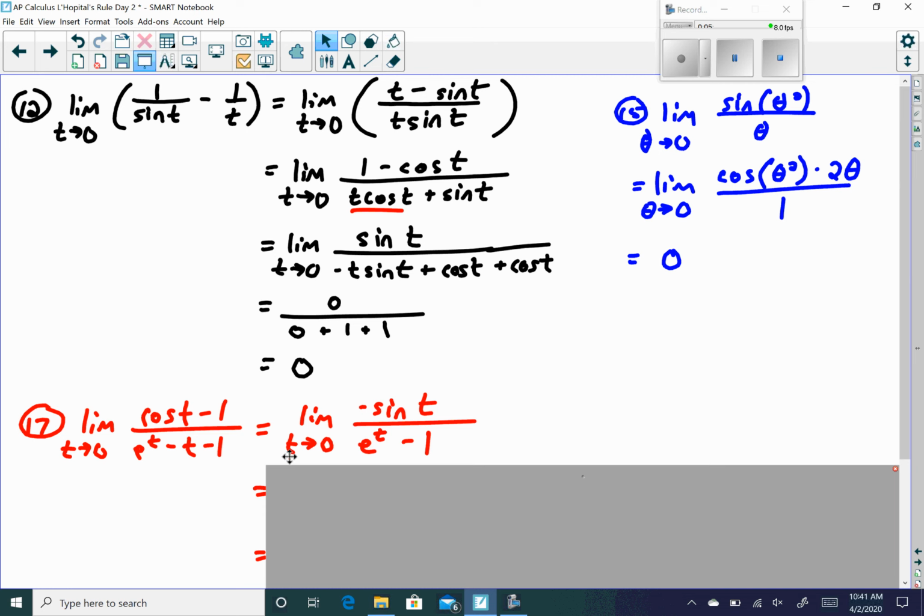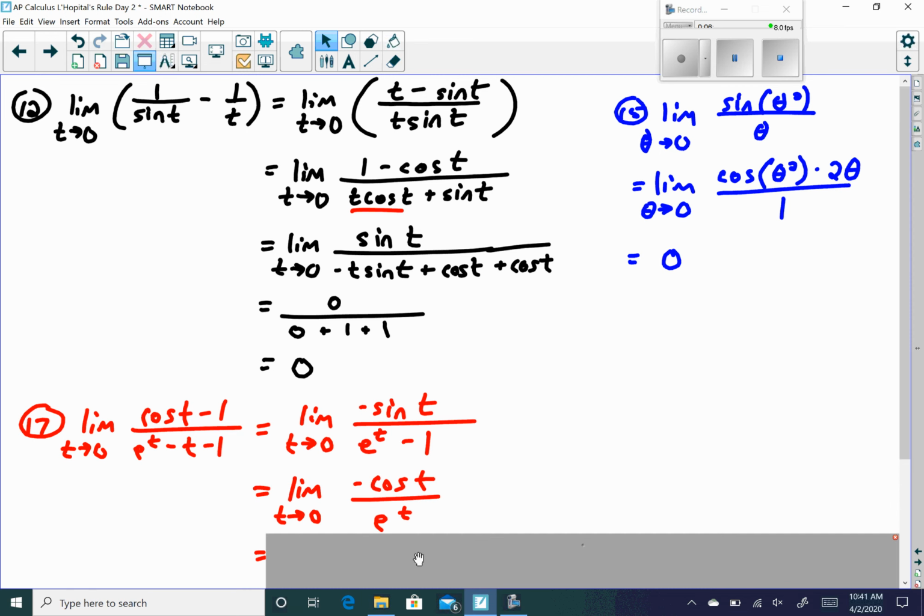So we get the limit as t approaches 0. We're going to get a negative sine t over e to the t minus 1. But if I substitute that 0 in here, I'm still going to get 0 in the numerator. E to the 0 is 1, 1 minus 1. I still get 0 over 0. So we have to take the derivative one more time.